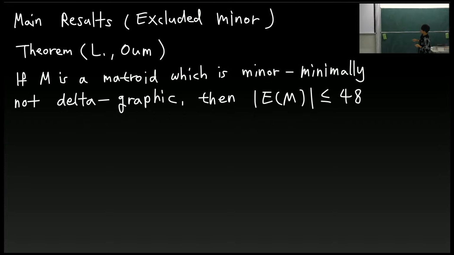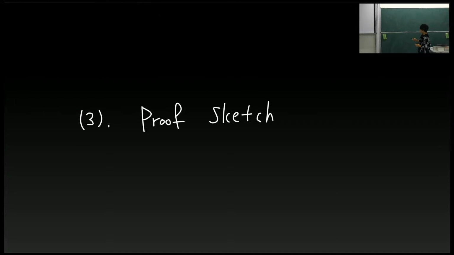So this is our second theorem about excluded minor characterization. If M is a matroid which is minor minimally not delta-graphic, then it has a size at most 48. So in the remainder of this talk, I'll give a sketch of the proof of this result.